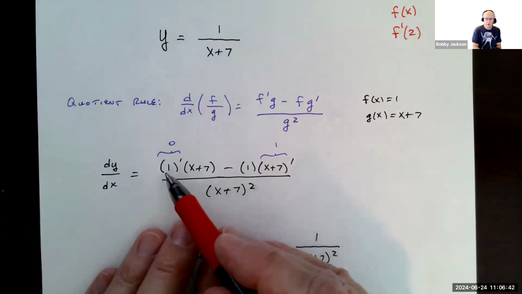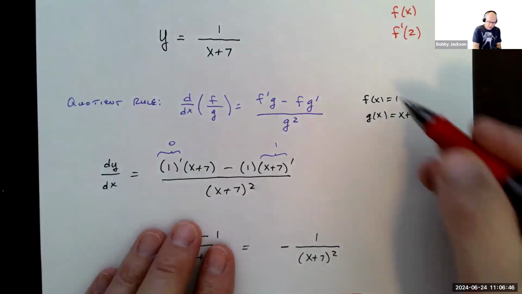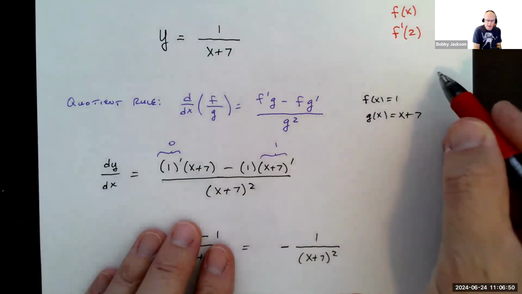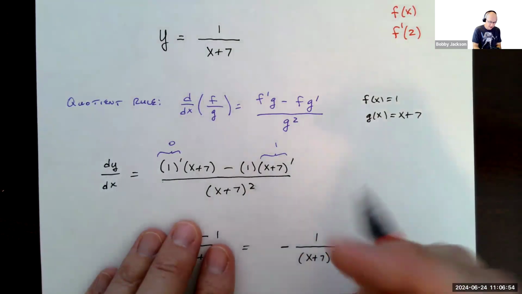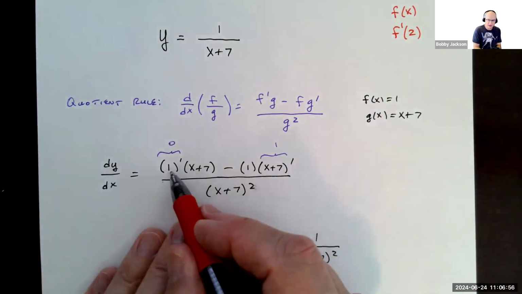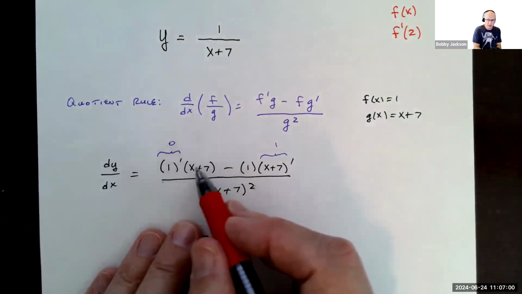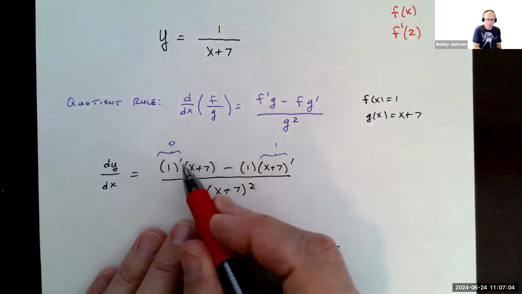Now you have to remember the top function is f of x equal 1. 1 is a constant function, right? If I graph f of x equal 1, that's just a horizontal line, right? Constant function. The derivative is 0. The slope of the tangent line is 0, right? So the derivative of any constant we know is 0. And that's important. When you do this, 0 times x plus 7, that's 0. That whole thing is going to wipe out. This is all going to be 0.